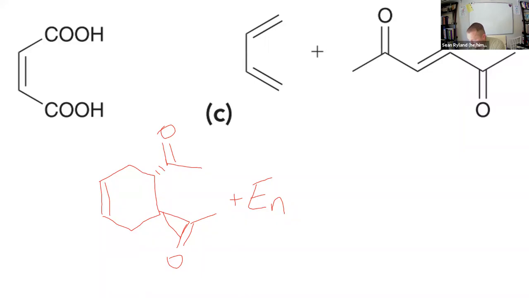Or if you wanted to draw it, when in doubt, you can always draw it. The other possibility would be with the two stereocenters flipped. Those are the only two possibilities that keep these two substituents trans relative to each other.